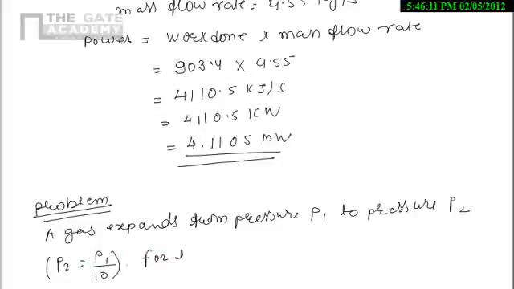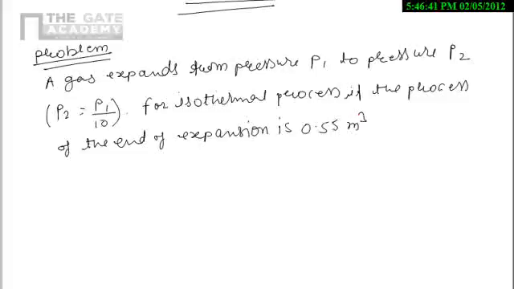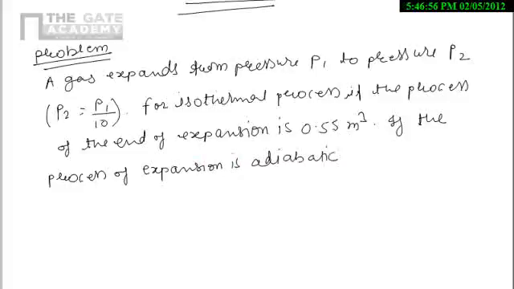For an isothermal process, if the volume at the end of expansion is 0.55 meter cube, and if the process of expansion is adiabatic, then find the volume at the end of expansion.